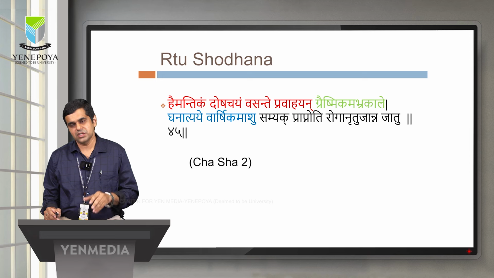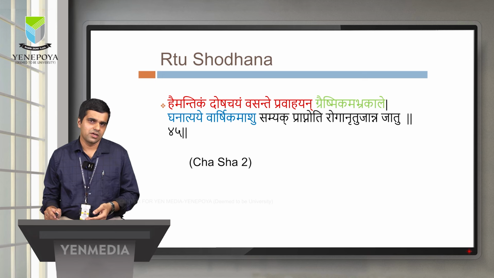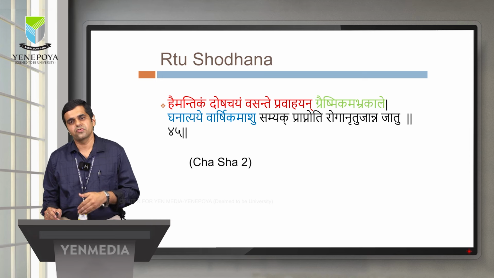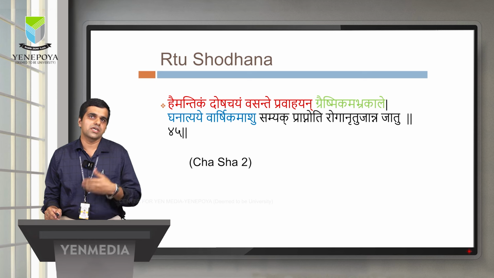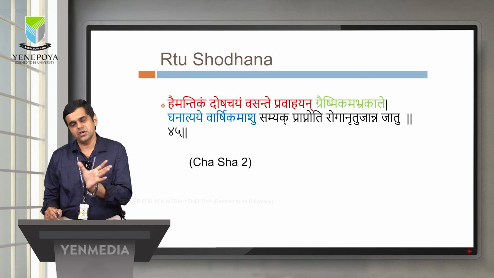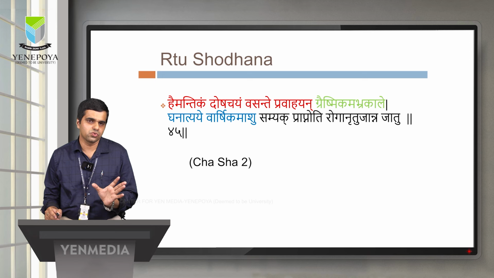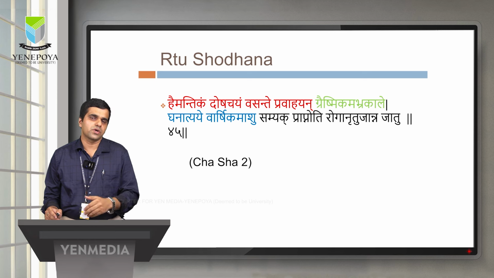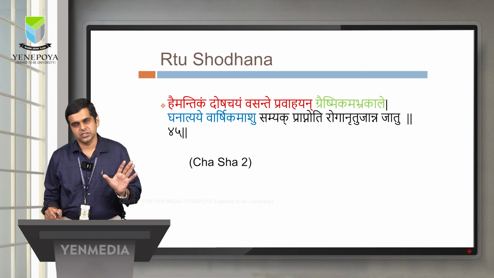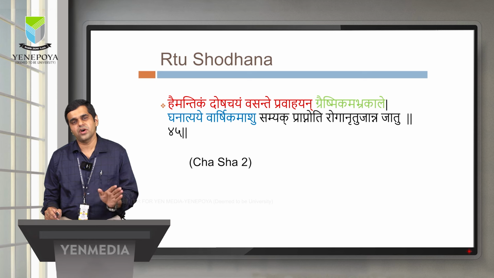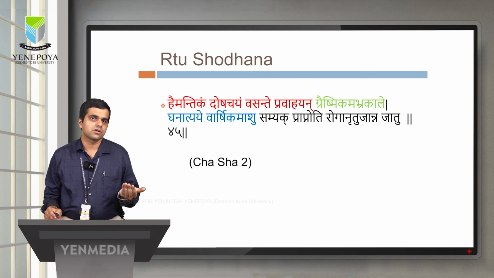Grishmike Abrakale. In Grishma Rutu, there is Vata Sanchaya. And Abrakale means in Pravrit or in rainy season. That means to say in Varsha Rutu, you are going for its Shodhana. So what is the Shodhana for Vata? The Shodhana for Vata is Basti. Ultimately, Ghanatyaye Varshikam Ashuhu. Ghanatyaye meaning to say after the end of monsoons and at the beginning of Sharad Rutu. So you have Pitta Sanchaya, and at the onset of Sharad Rutu, you will have Pitta Prakopa. So even before that, you are supposed to do Virechana. So for Vata, you are doing Basti. For Pitta, you are going for Virechana, and for Kapha, you are going for Shodhana, that is Vamana.